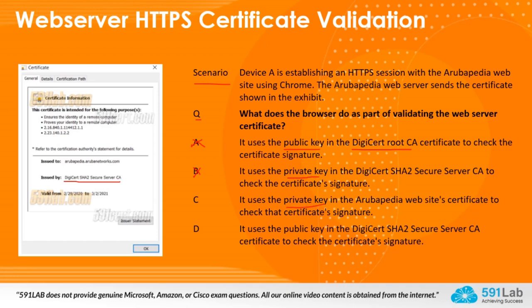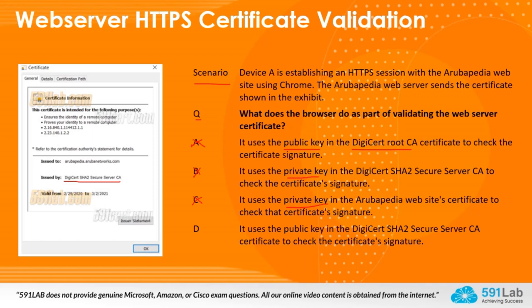Answer C, it uses the private key. So again we have a private key, but let's read the full answer. It uses the private key in the ArubaPedia website certificate to check that certificate signature. This answer is also wrong, because a private key is never exposed to the outside world. It will be private and secured in the organization. It will never be exposed to the outside world. So answer C is also wrong.